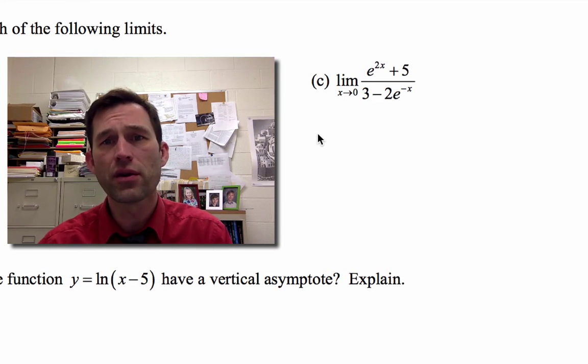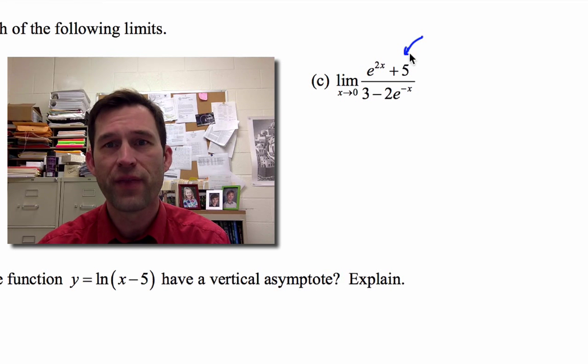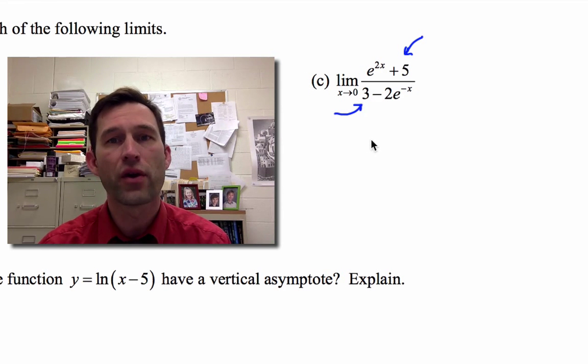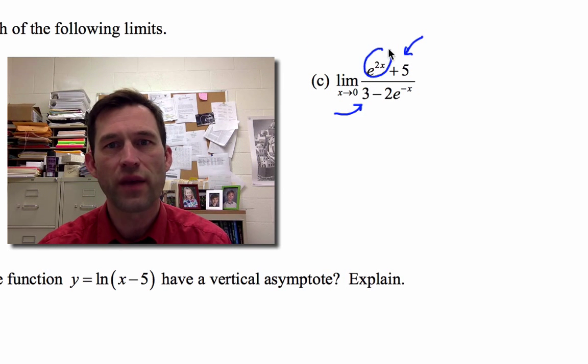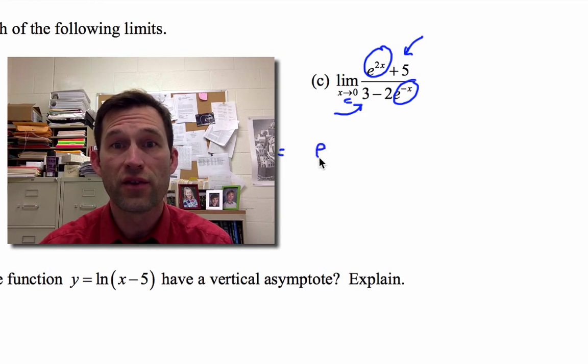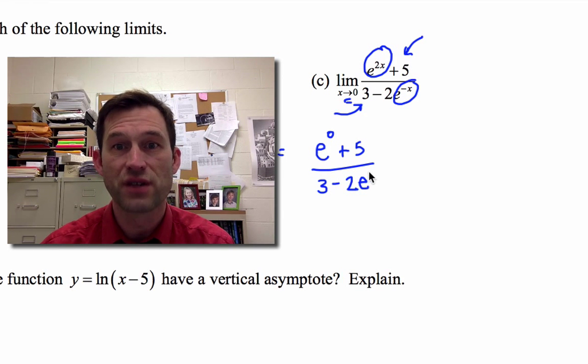So in letter C, it's still good to understand that the 5 and the 3, well, they're not changing at all. Neither is the 2 here, but it's attached to that e to the negative x. So e to the 2x, well, that's changing, and e to the negative x, that's changing. And the question is, where are they going as x heads towards 0? Well, e to the 2x is headed towards e to the 0. Right? e to the negative x is headed towards e to the negative 0, but that's 0.